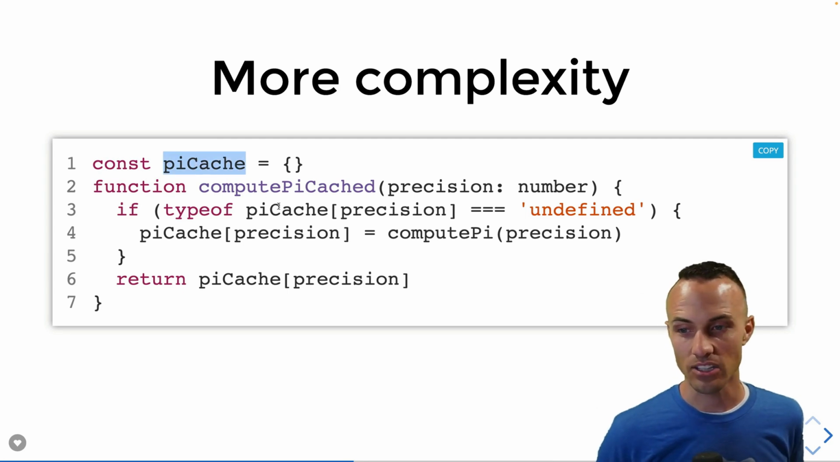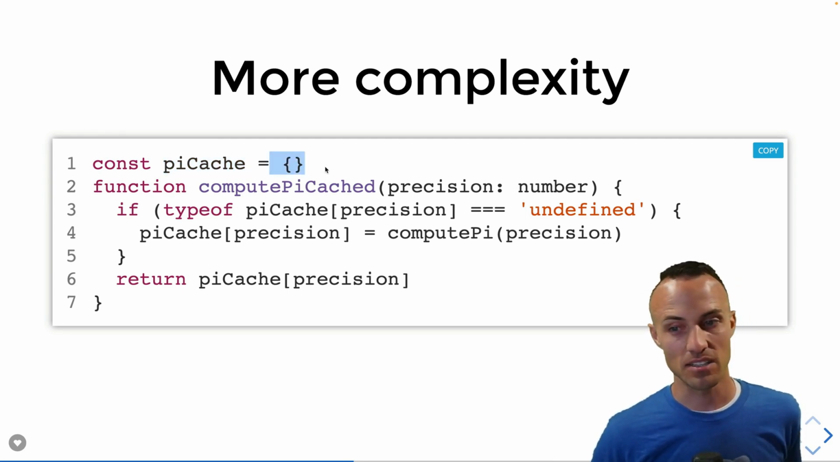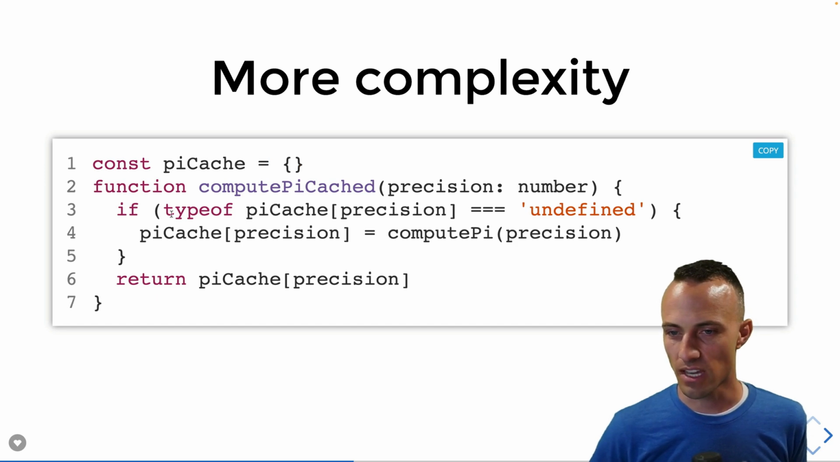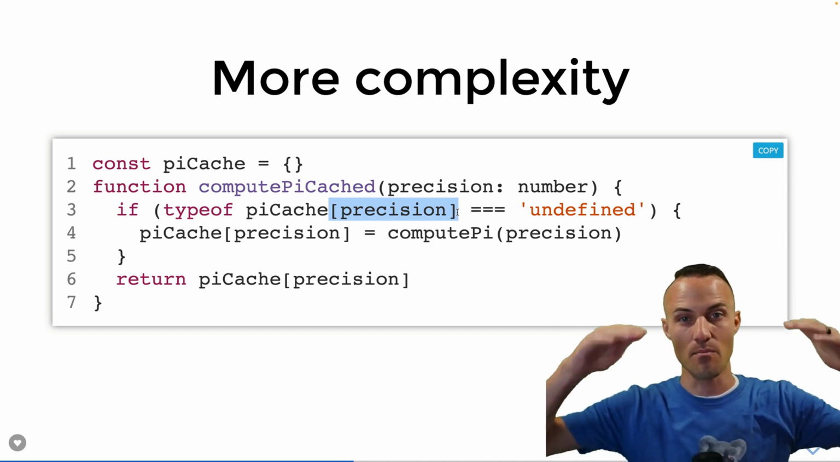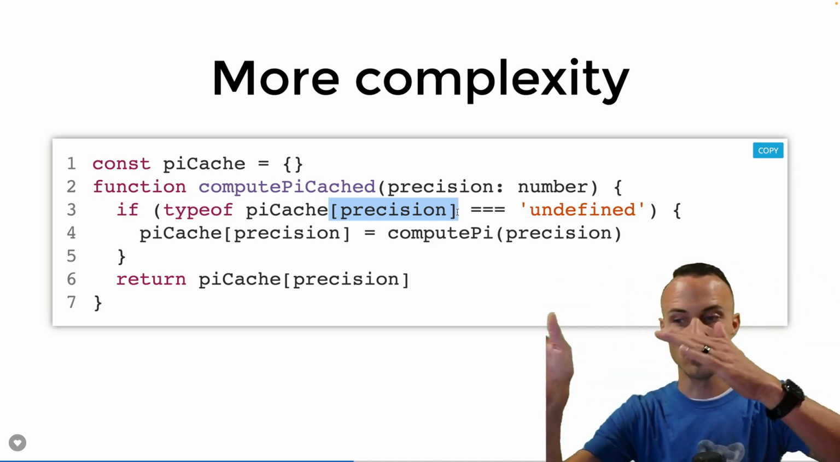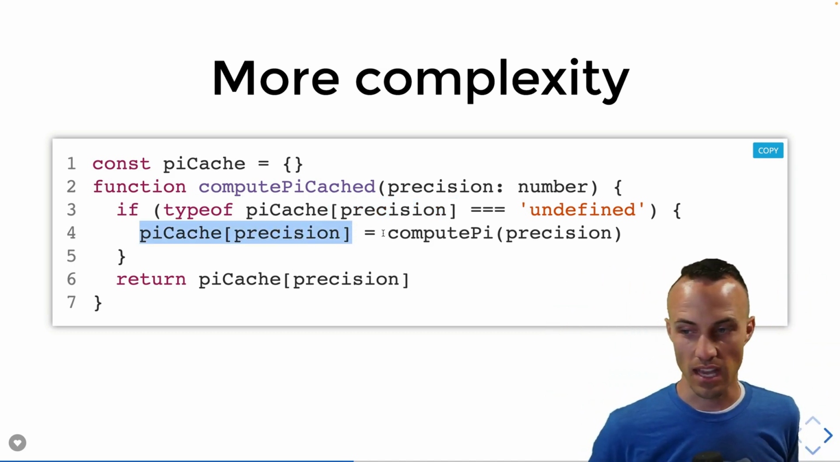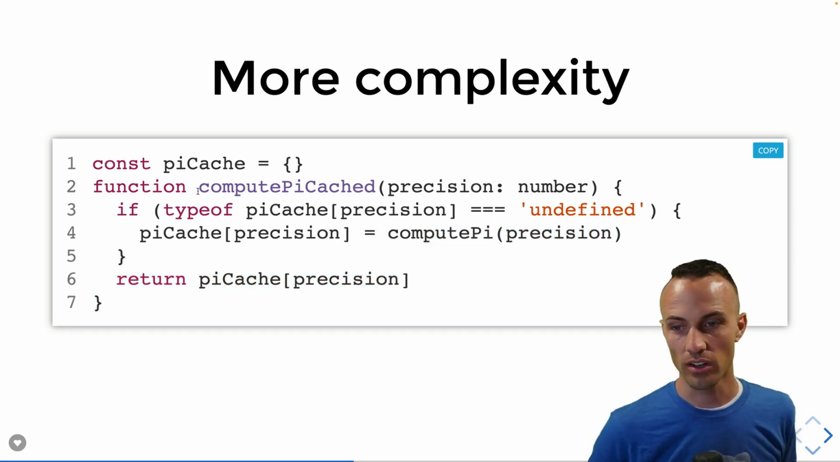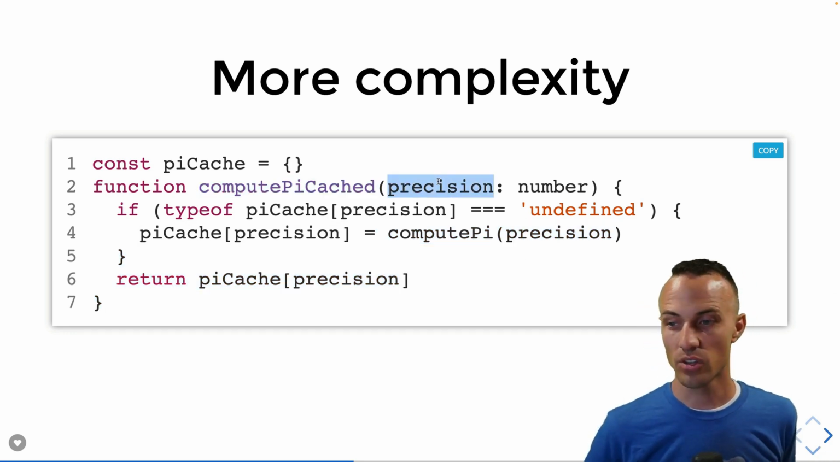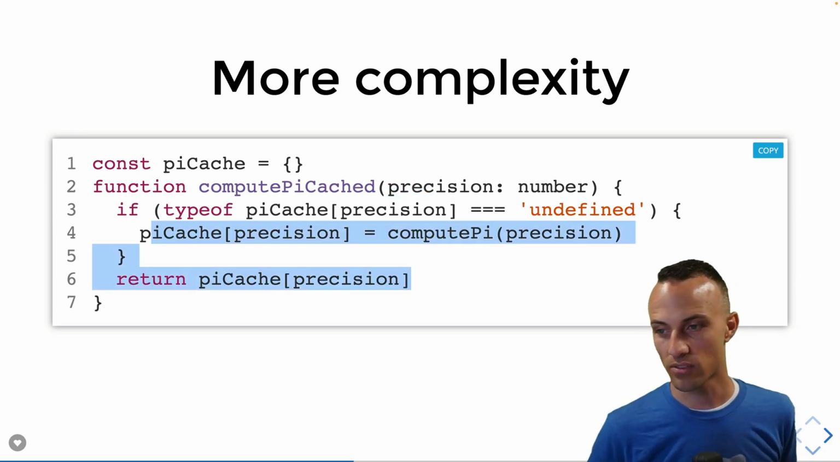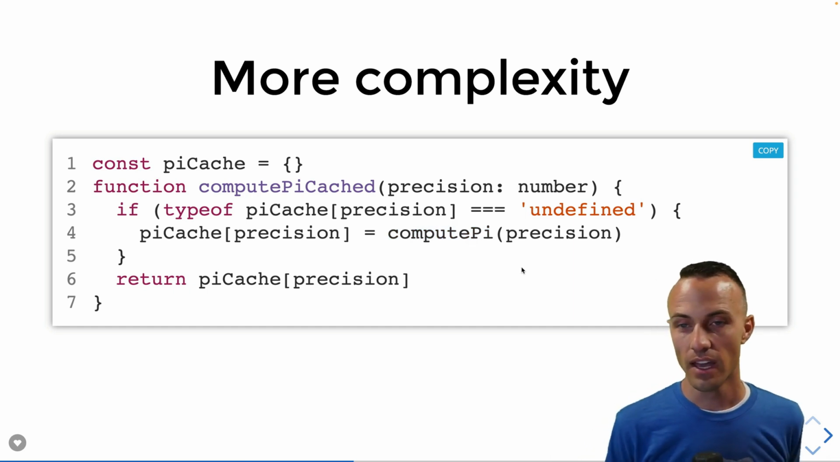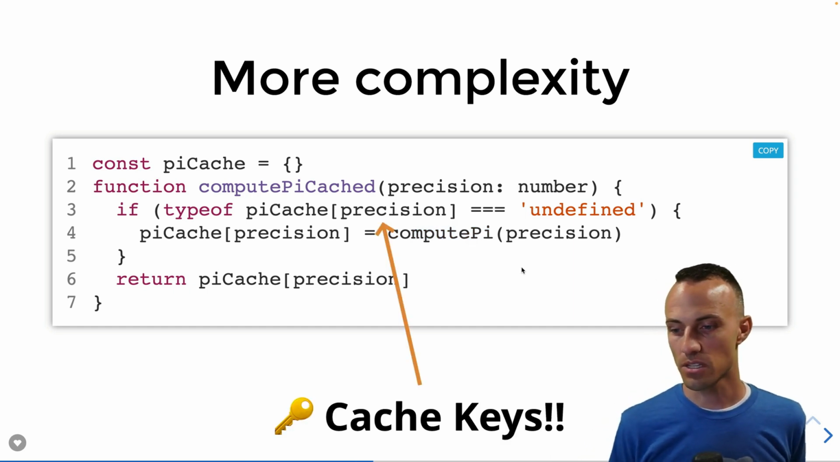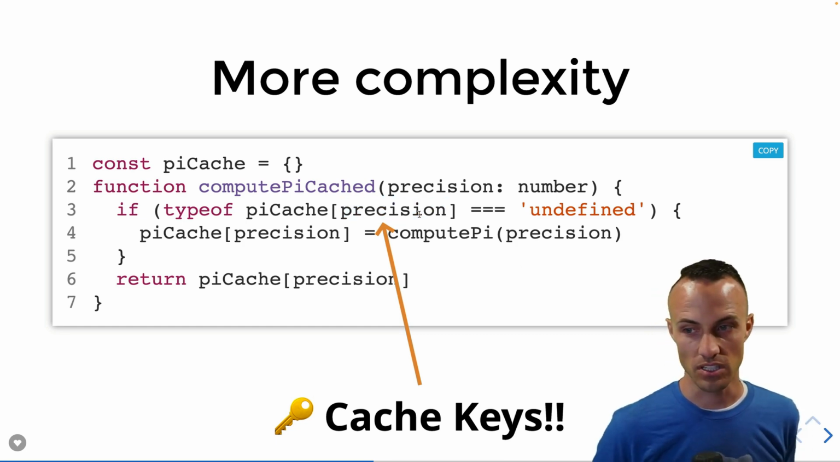So now we have this pi cache, and it's an object this time. And then we say type of piCache at this part of the object, so we can kind of have a mapping of the precision to its result. And so then we set that to compute pi. And so if we're calling computePiCached with the same precision multiple times, then we won't have to call computePi for that specific value. And this brings us to another concept called cache keys. And the key in our case is this precision value.